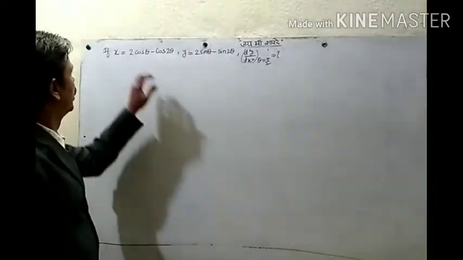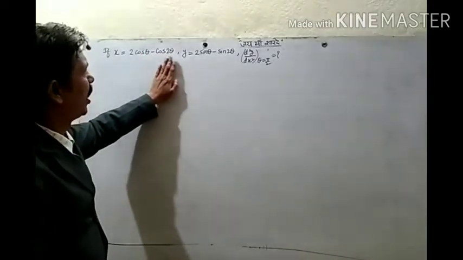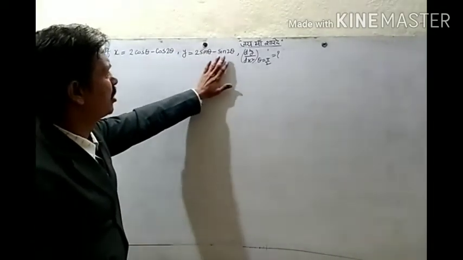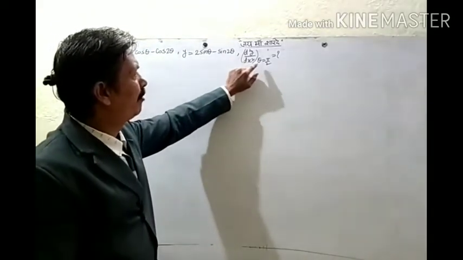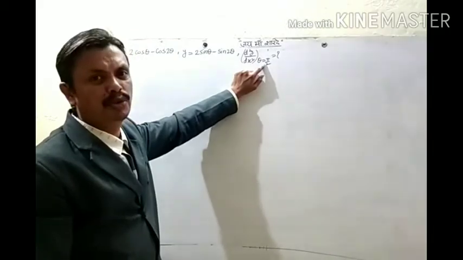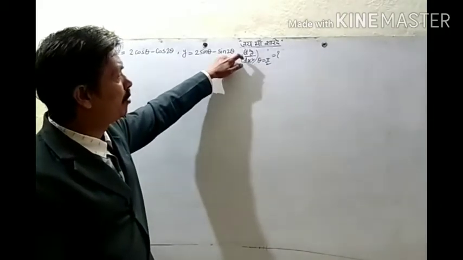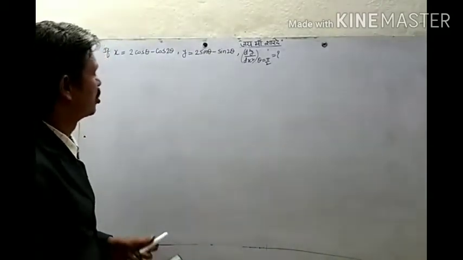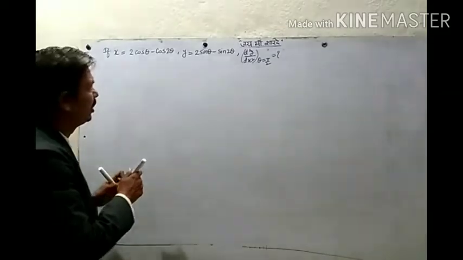Now we are given x equal to 2 cos theta minus cos 2 theta and y equal to 2 sin theta minus sin 2 theta. We need the value of d2y by dx square when theta is pi by 2. So first we find d2y by dx square, and before that we need dy by dx.